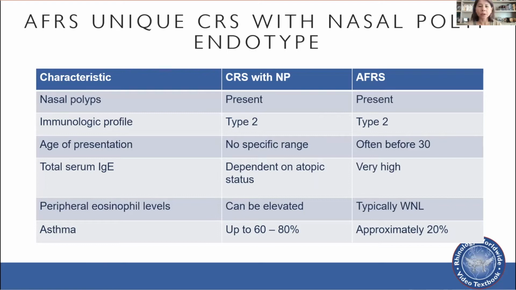So we did a retrospective as well as a prospective study in which asthma was actively diagnosed using spirometry. In fact, in AFRS patients, the prevalence of asthma was around 20%, while in other CRS with nasal polyp patients, asthma prevalence can be as high as 60 to 80%. So very different, and we don't understand quite why that is. And it's not because of the young age of presentation in allergic fungal, because if you follow these patients out as they get older, they don't necessarily develop asthma.